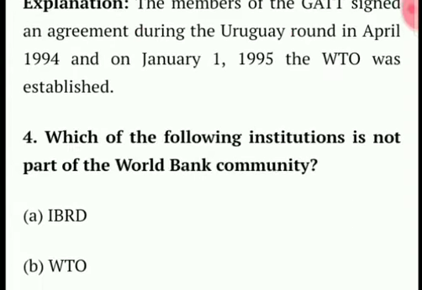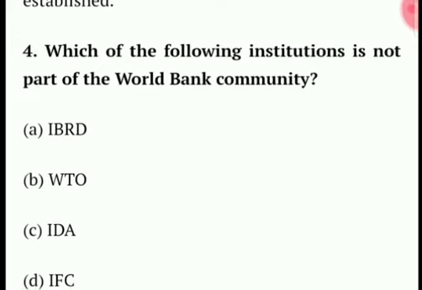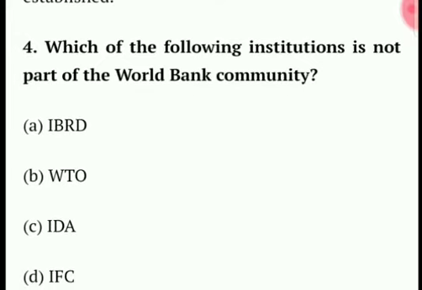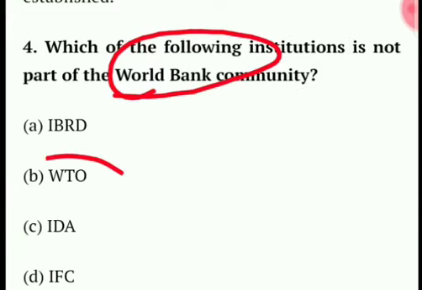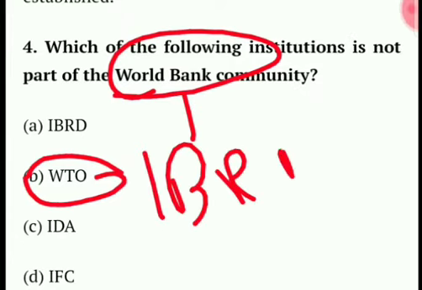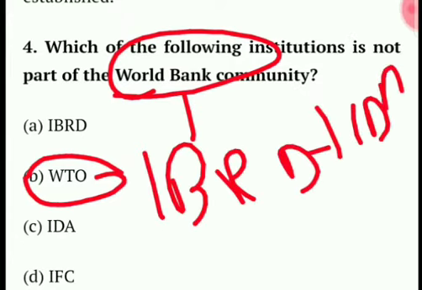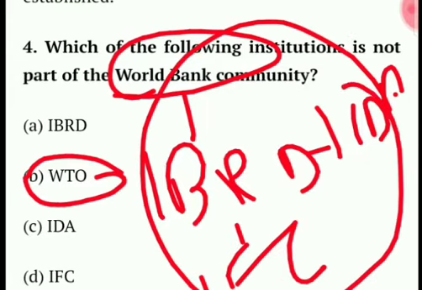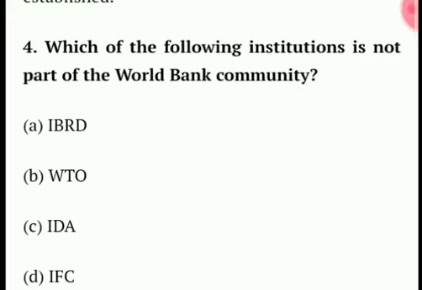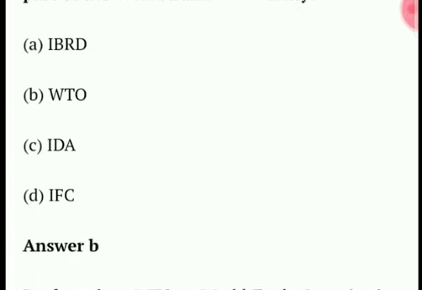Then see question number 4: which of the following institutions is not a part of the World Bank community? World Bank does not include WTO. WTO is a separate organization. World Bank is the combination of IBRD and IDA, and IBRD has IFC. There are basically 5 members in the World Bank, but WTO is a separate organization, so it does not include WTO. So the answer is B.